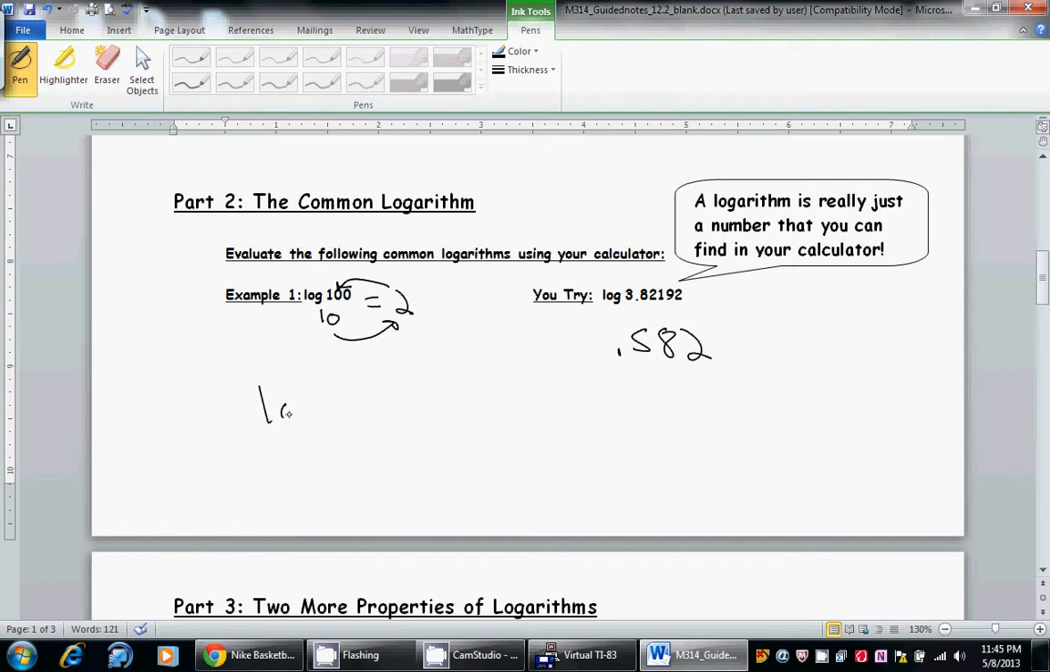And so here's another example. Log of 1,000. I'll give you a second. Think about it. Just log of 1,000. Okay? So again, common log means base 10. Therefore, the answer here is 3. Because 10 cubed equals 1,000. Okay? So there's your answer, 3. Alright?